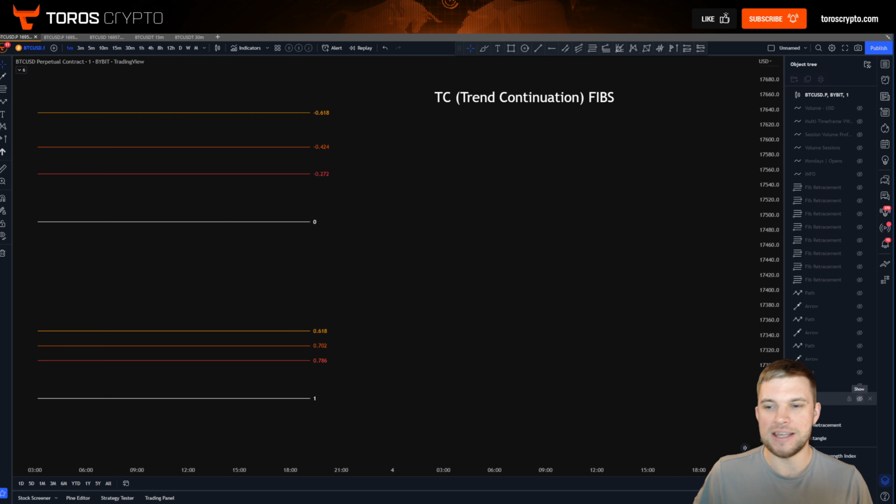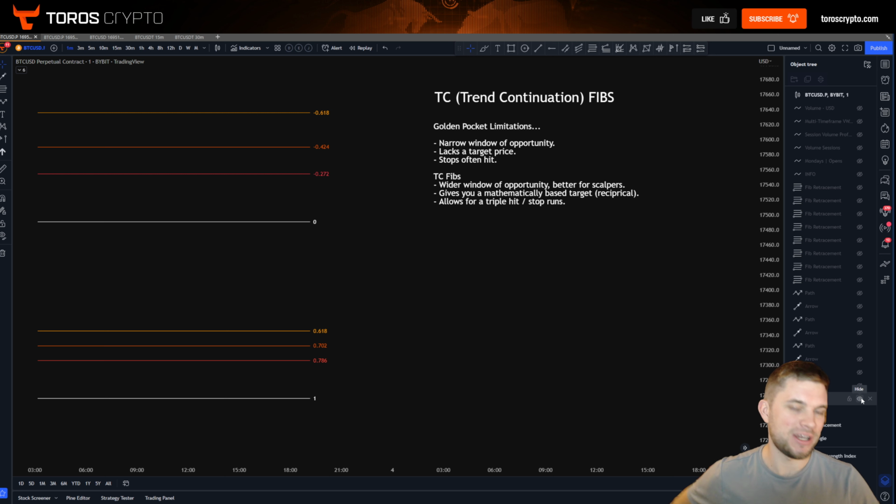So what exactly is this and why is it good? Okay, so first of all, it's kind of similar to the golden pocket. The golden pocket is something that everybody knows. Everyone knows the golden pocket. It's been around since the beginning of time, and it's something that a lot of traders use within their trading. But for me, I find that it has some very critical limitations that make it more difficult to trade off of. So first of all, it's got a very narrow window of opportunity.